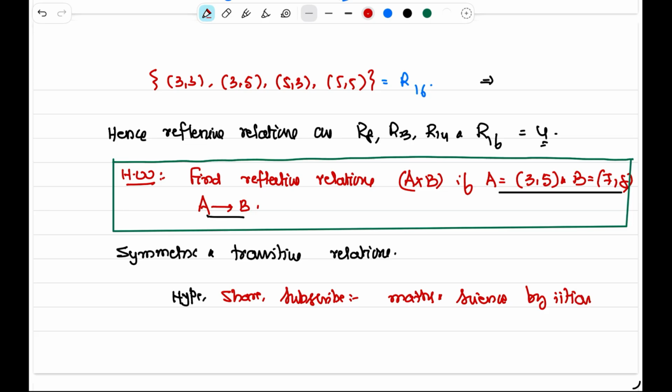Now, after completing symmetric and transitive relations also, we will go into the numerical part of this section, functions and relations. We will try to solve some problems of CBSE level, of class 11 and class 12, and also some JEE Mains and Advanced level problems.